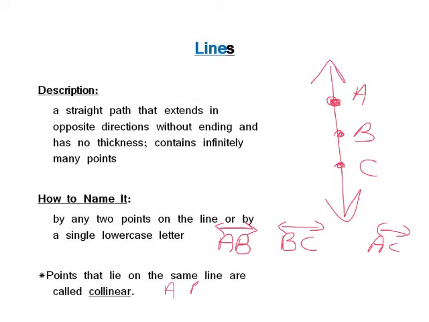Now points that lie on the same line, A, B, C, are called collinear. So A, B, and C are collinear. It means they lie on the same line.